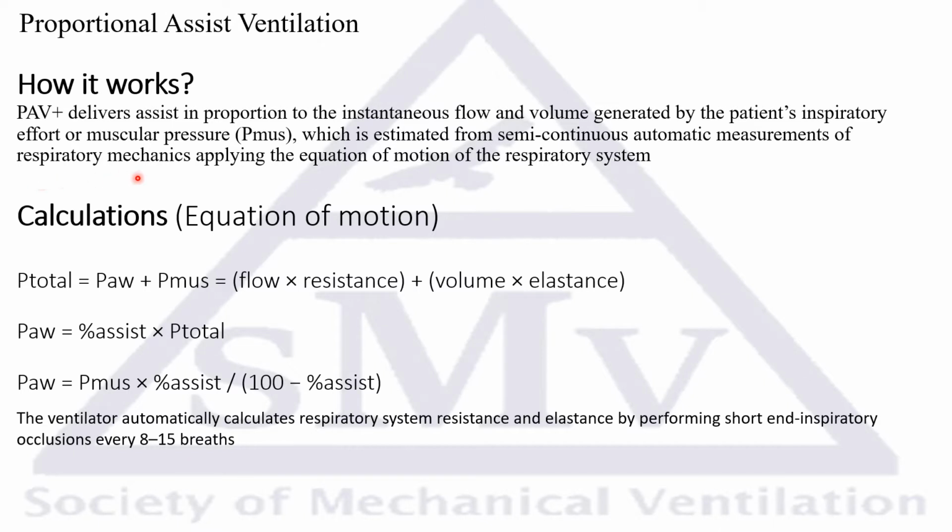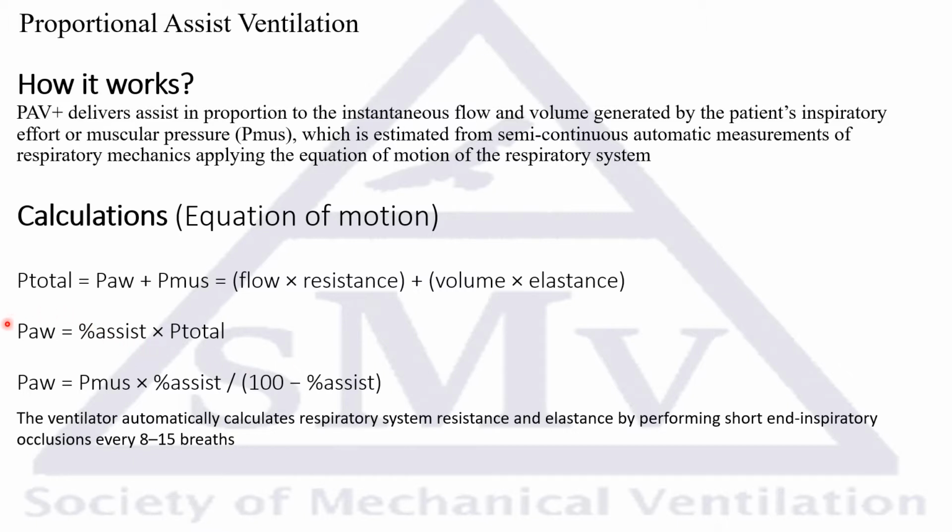The idea of how the ventilator knows the muscle pressure, or how much pressure to apply to the patient, comes from the equation of motion, which says that the total pressure applied is shared between the ventilator airway pressure and the muscle pressure of the patient. And that's the equation of motion: pressure equals flow times resistance plus volume times elastance plus total PEEP.